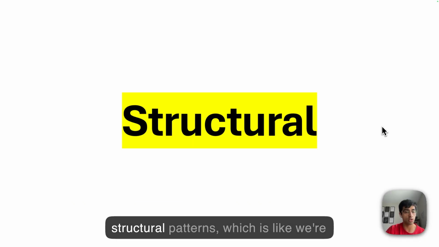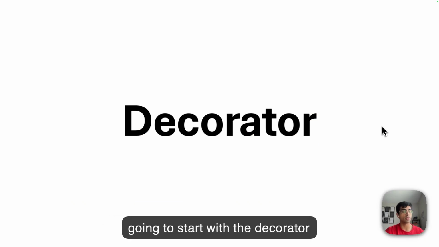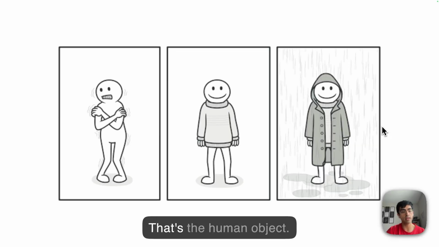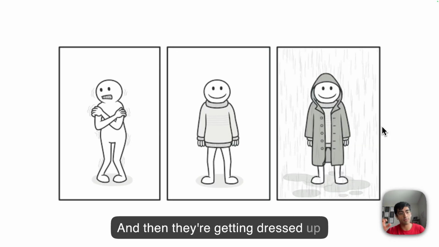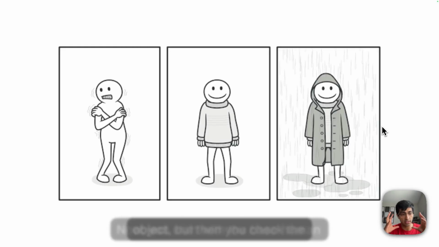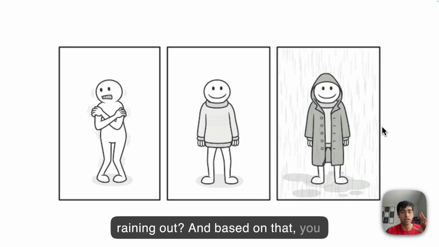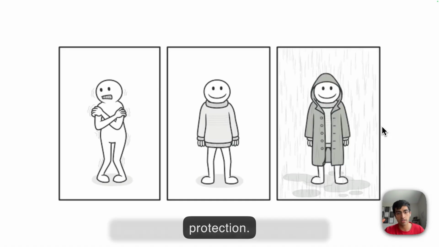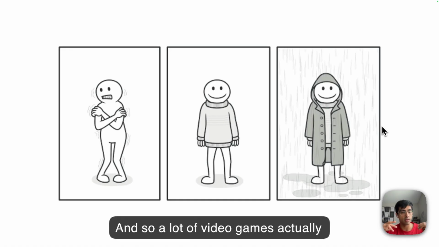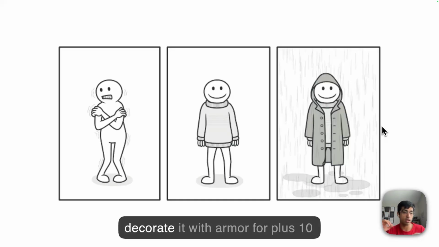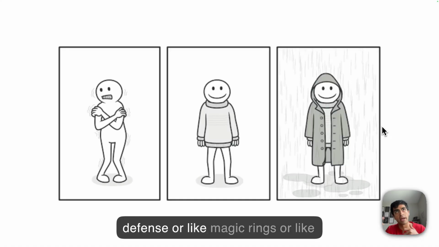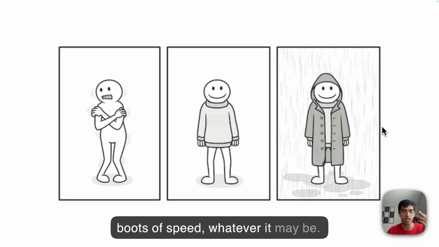Now, next, we're going to cover structural patterns, and we're going to start with the decorator, which is like a human. That's the human object. And then they're getting dressed up for the weather. Now, you start with the base human object, but then you check the conditions. You say, is it cold out? Is it raining out? Based on that, you wrap yourself in a sweater, or if it's raining, you add a raincoat over that. And each layer adds warmth or protection. A lot of video games actually use this. Video game characters have the base character model, and then you decorate it with armor for +10 defense, or magic rings, or boots of speed, whatever it may be.